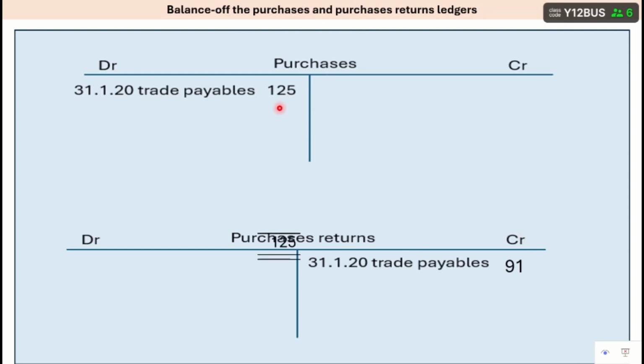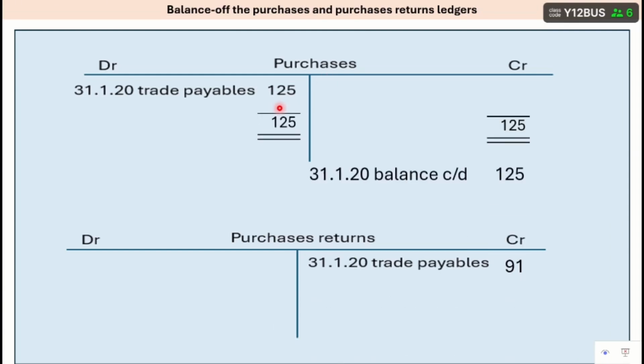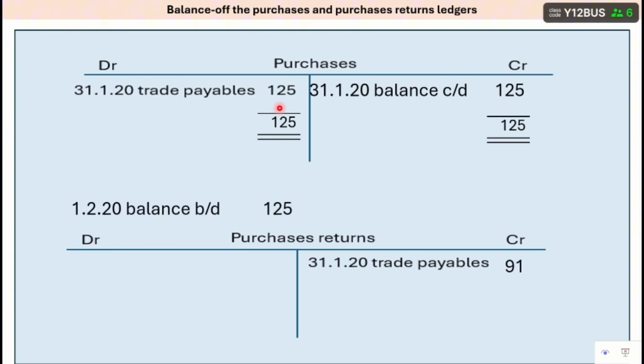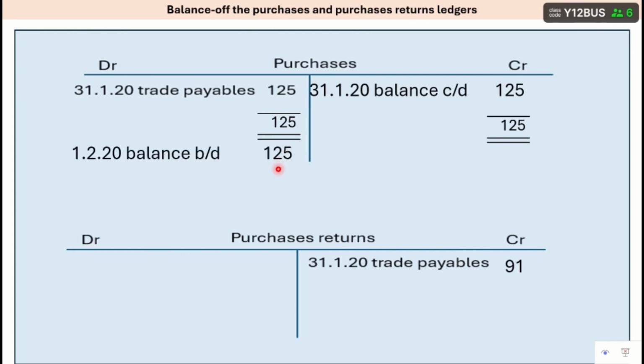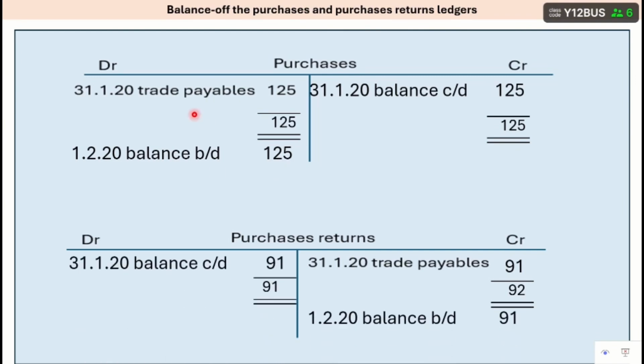Let's balance the purchases account. Debit side is greater. Bring the difference on the credit side. 31st Jan 20. 1st Feb 20, balance brought down 125. Purchases returns, sorry for that error. Credit side total should be 91, carried down, brought down 91.